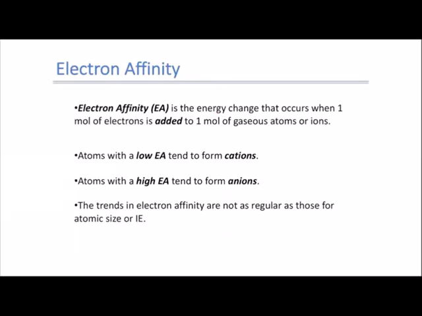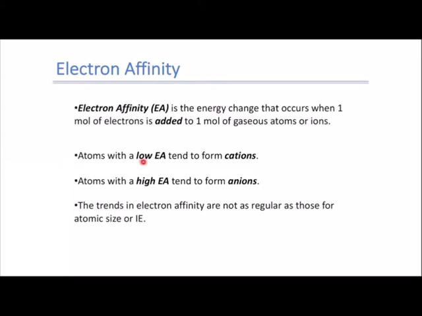And now let's look at the opposite effect, electron affinity. If ionization energy is removing an electron, electron affinity is gaining that electron. So if I look at my electron affinity, that's going to be how much energy change it takes to add 1 mole of electrons to 1 mole of atoms.